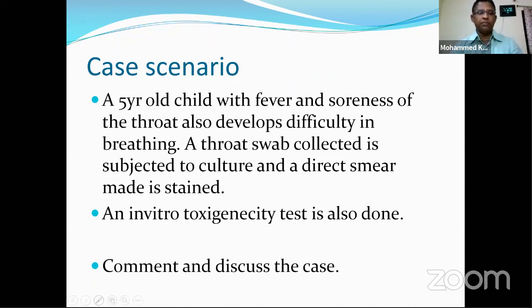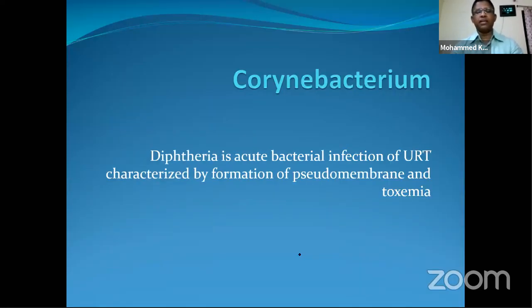Throat swab was collected and a direct smear was made and in vitro toxigenicity testing was done. Now this should give a second clue. What are they talking about? Fine, they are talking about diphtheria, which is nothing but an acute bacterial infection of the upper respiratory tract characterized by formation of pseudomembrane and toxemia. Because it's a gram-positive organism, it releases exotoxin.